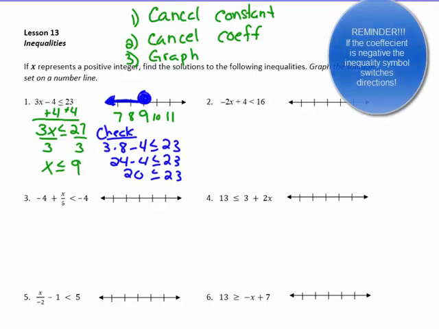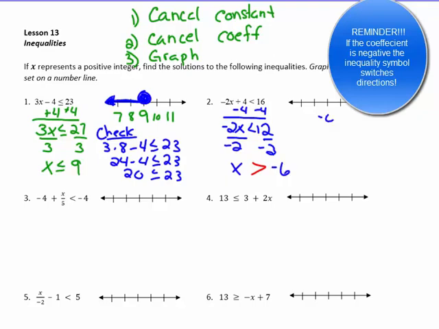For number 2, I have to cancel my 4, so I'm going to subtract 4 from both sides. Now this time my coefficient is negative, and you have to remember from before, if your coefficient is negative, when you do your dividing or multiplying, you're going to end up flipping that sign. So we're going to divide both sides by -2, but then my sign switches to greater than, and 12 divided by -2 is -6.